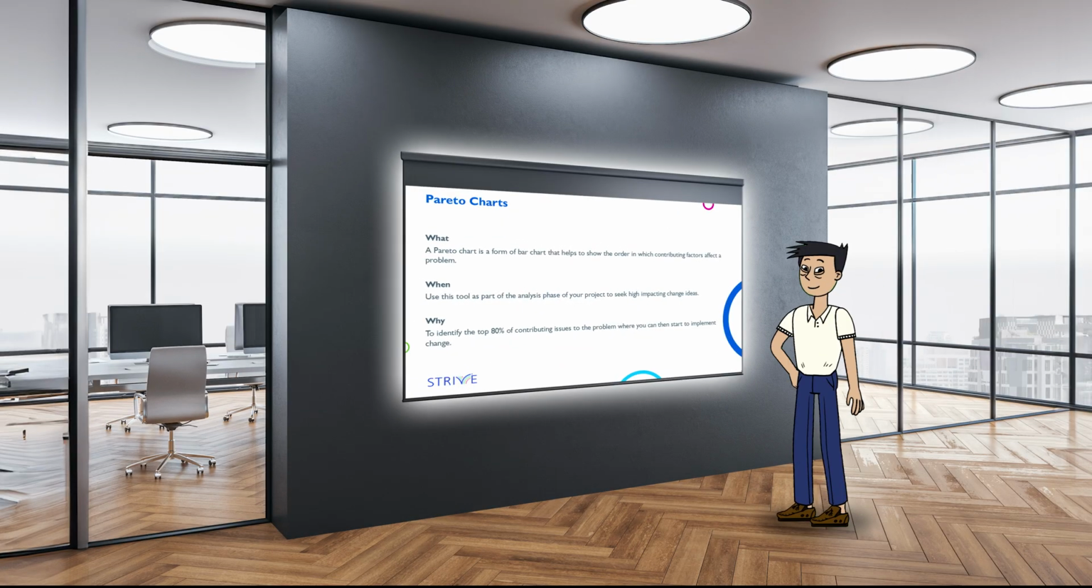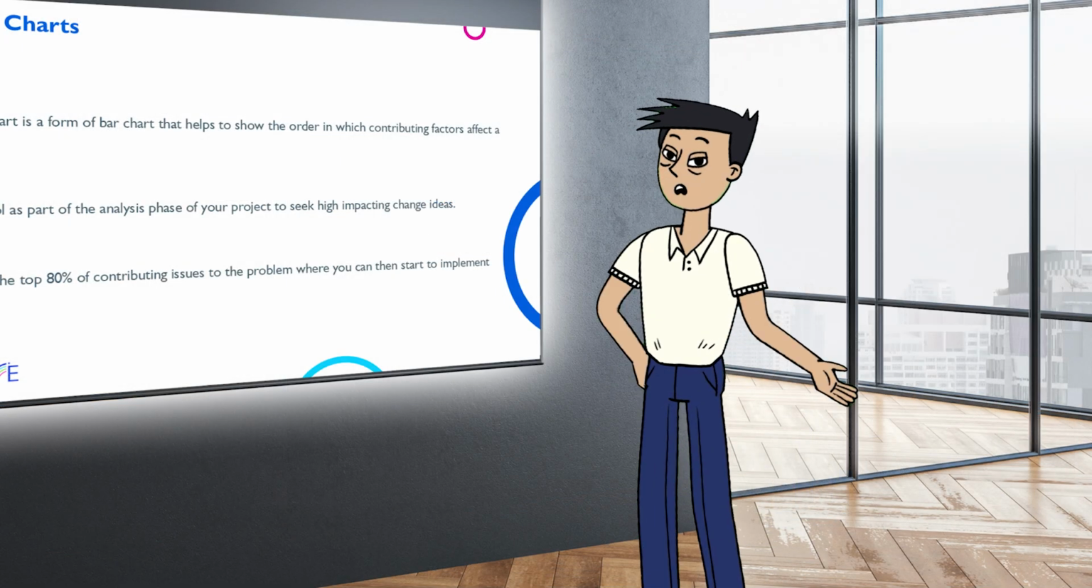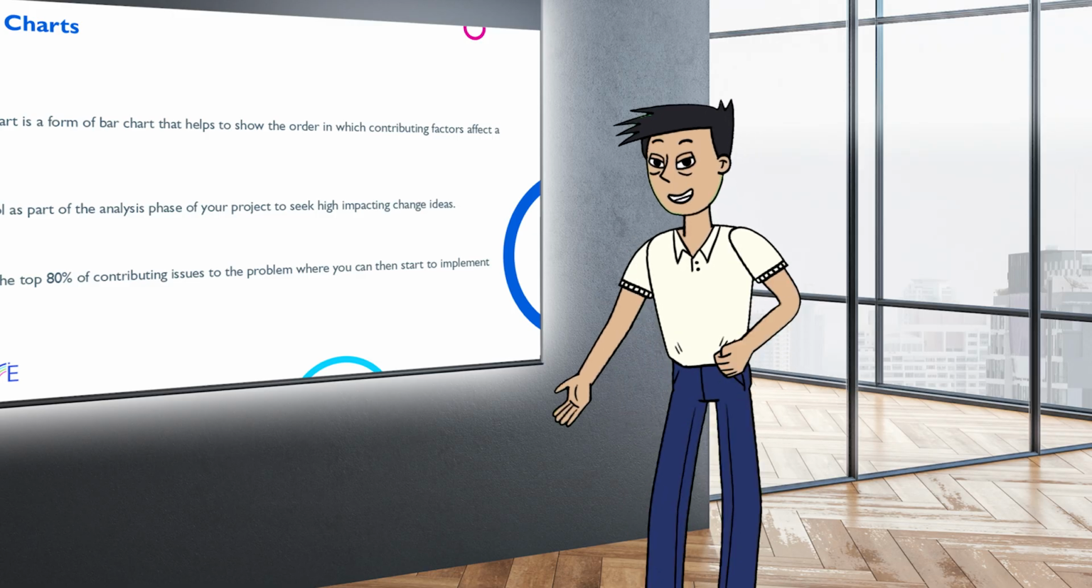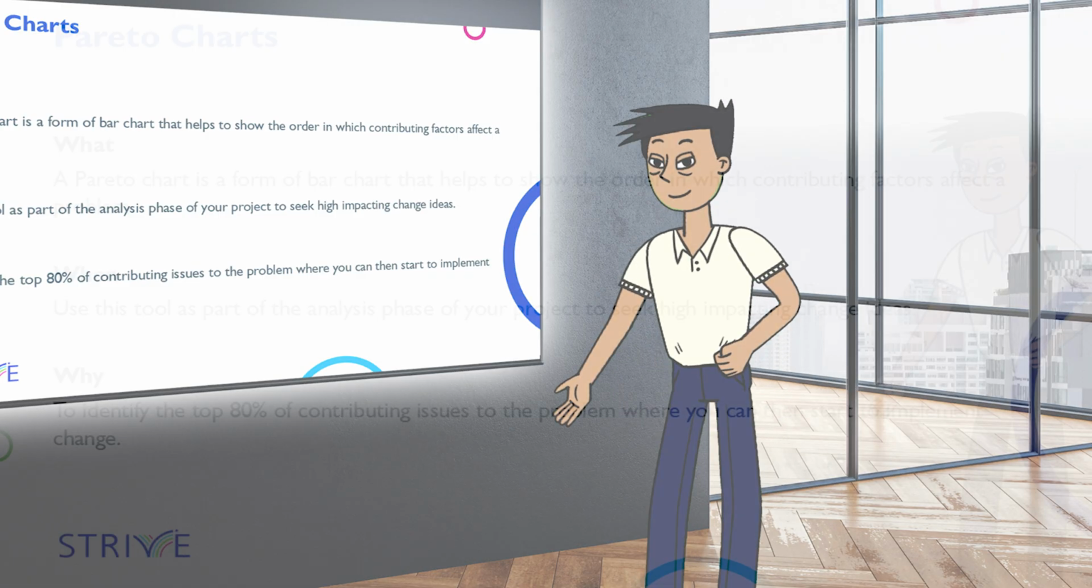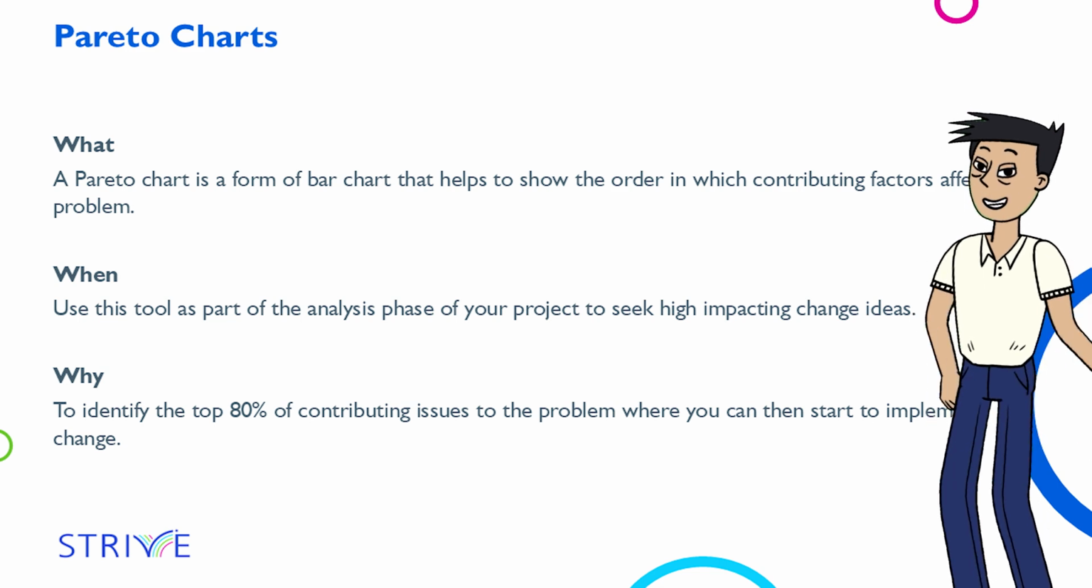So what do we mean when we say Pareto chart? Well, let's explore a little further. In a nutshell, it is a form of bar chart, but it is specifically designed to capture the contributing factors towards a problem. The difference between a Pareto chart and a regular bar chart is that it orders the contributing factors from most to least in a nice, easy visual way, working from left to right.